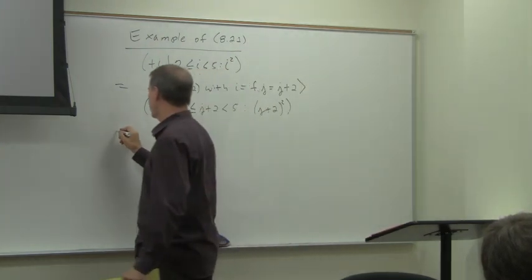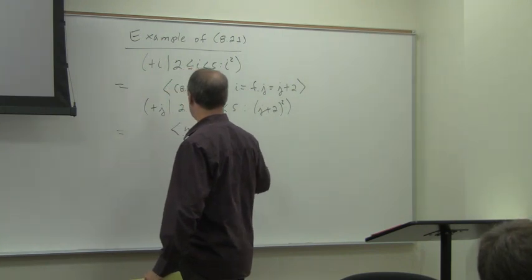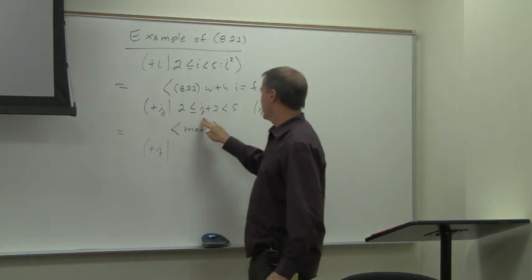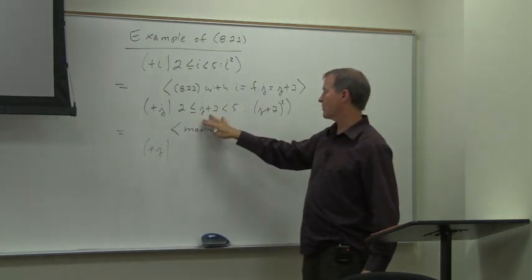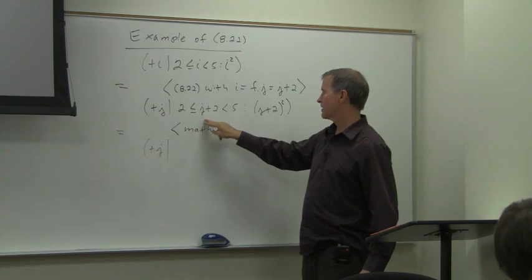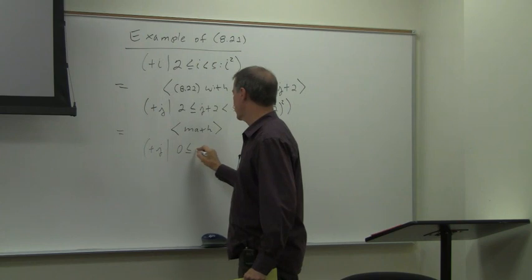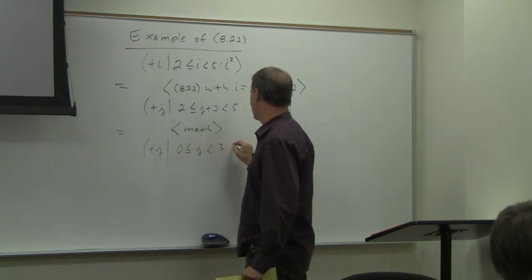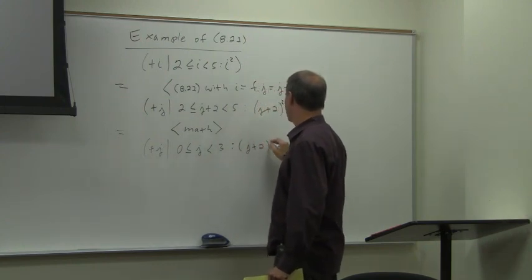Now actually, we don't usually do some math, but let's do some math here. This is plus J. Can you simplify this with the math? 0 less than or equal to J less than 3. And we still have J plus 2 squared.